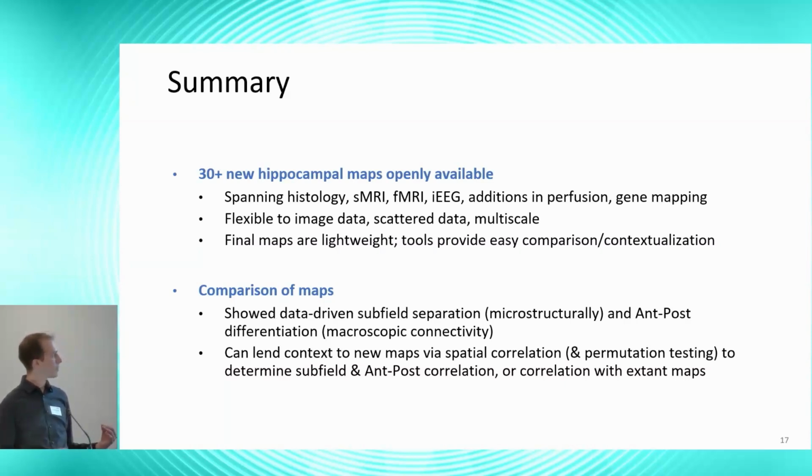Within some of the maps that we looked at here, we saw a lot of separation of the different subfields, especially with microstructural sensitive features, so things like histology, and then also this anterior-posterior differentiation, especially with what I would think of as macro-scale connectivity, such as its connectivity to the rest of the brain via fMRI, or band powers via intracranial EEG. So the overall goal is, new users now can either upload their maps or download these maps and learn something about their own data as well.